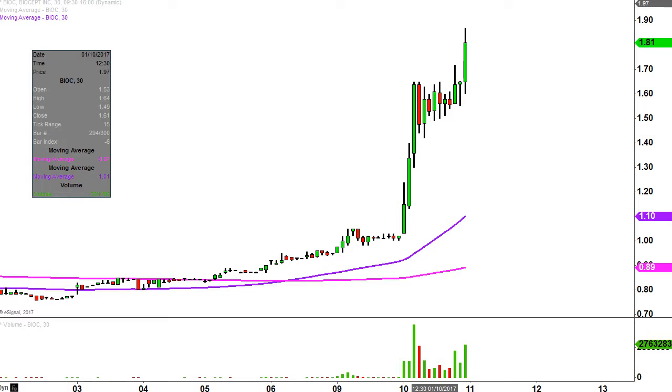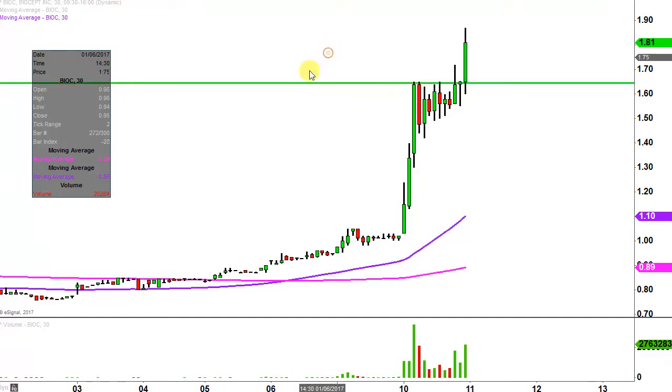I don't mean to state the obvious, but I will anyways. Very, very nice day. Just a monster move. It opened up below $1 here today. I take that back. Yesterday closed right around the dollar mark, and today is much higher. So let's map out some levels of support, and then we'll talk resistances.